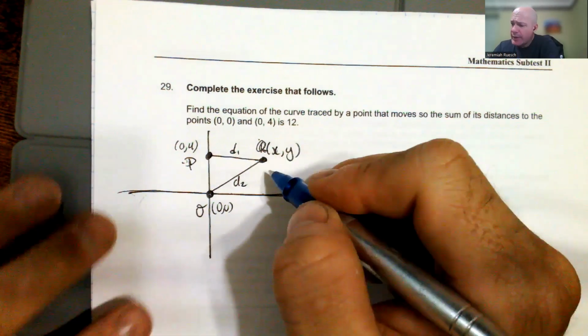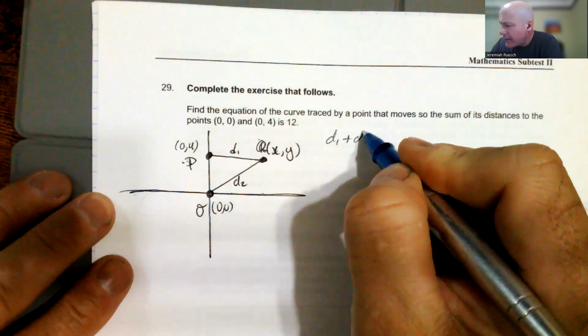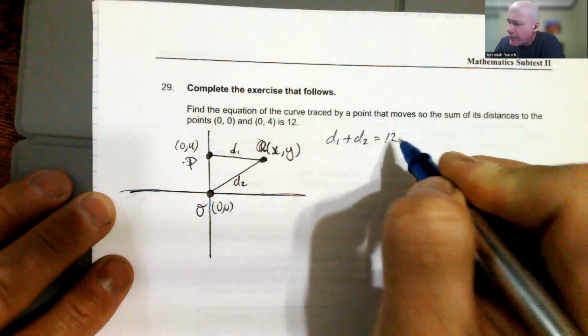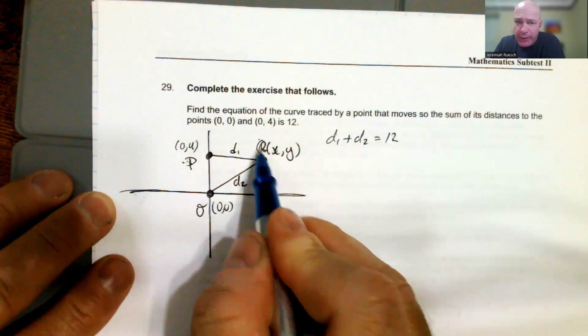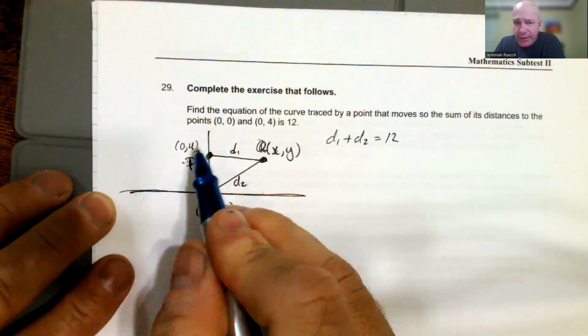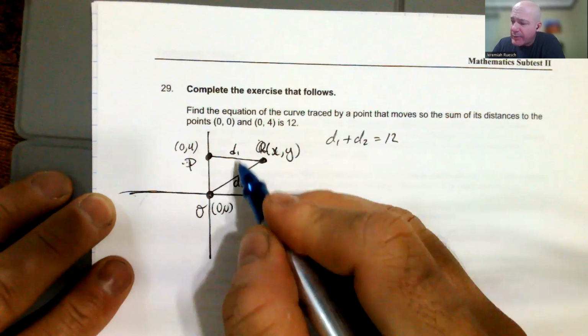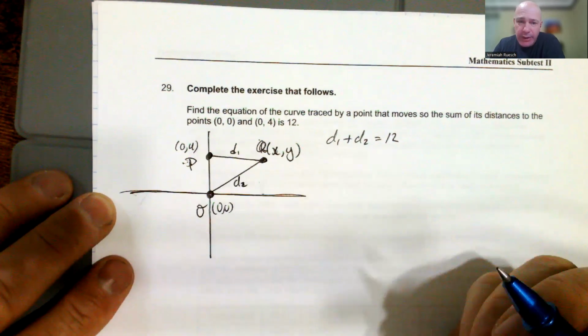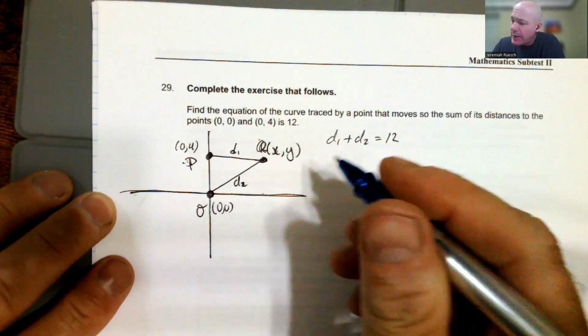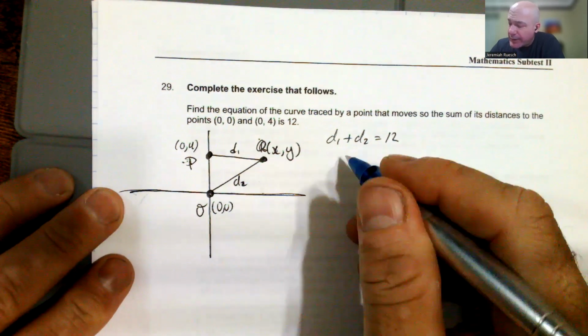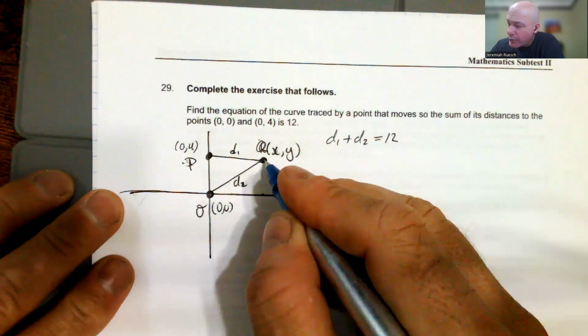And so what it's saying is that D1 plus D2 has got to equal 12. In other words, as I move this point around, it's going to trace out a path such that the sum of the two distances is always equal to 12. Okay. So using coordinate geometry, very similar to the last problem, actually, we're just going to set up.